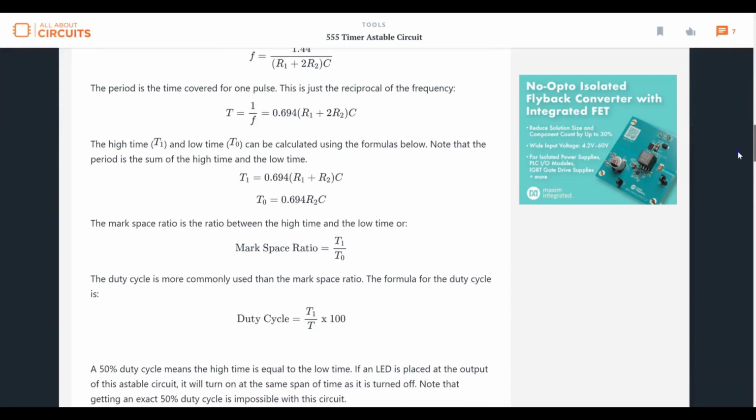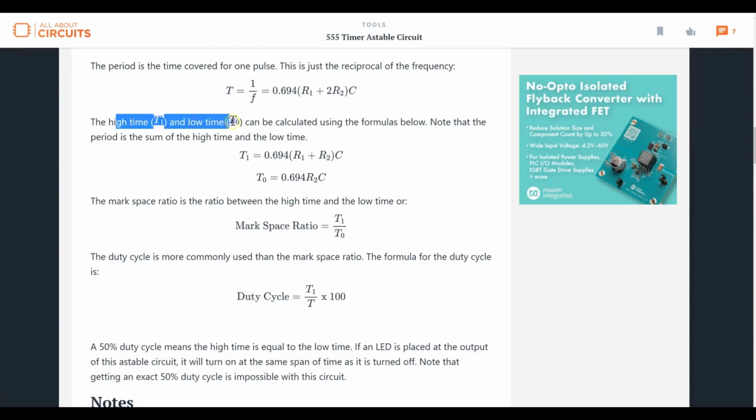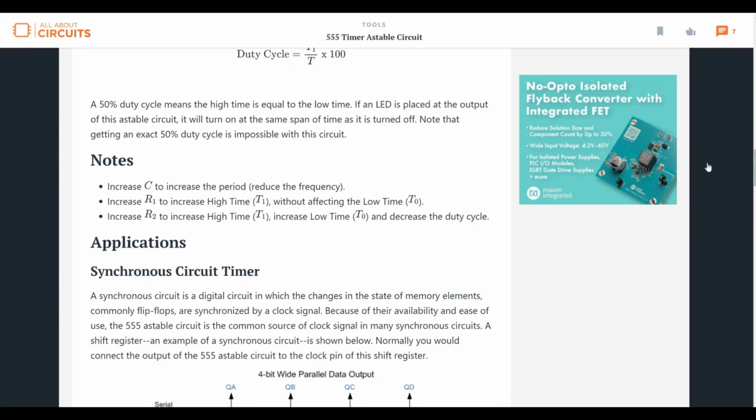Few things over here. You can adjust the high time and low time. There are equations over here. This is for the high time, this is for the low time, and again, like I said, it's not really critical for us because we only need a 1 second timing delay. Few notes over here. Increasing the capacitor value will increase the period, which means reduce the frequency because there's an inverse relationship between the two. Increasing R1 will increase high time without affecting the low time, and increasing R2 will increase the high time, will increase the low time, and decrease the duty cycle.